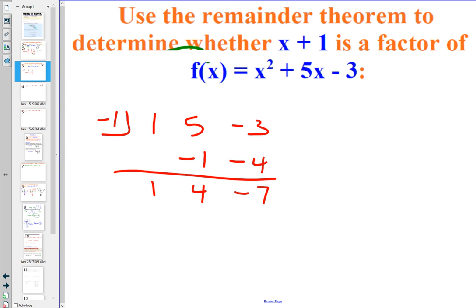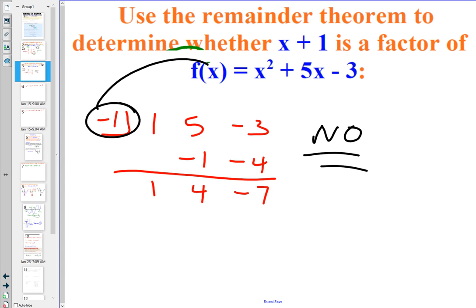Now look, to answer their question, is x plus 1 a factor? No, it's not. That has to do more with what we've learned before. But on a completely unrelated thing, oh, by the way, there's another use for this. What would happen if I plug a negative 1 into here? I would get negative 7. You want to take a second to try to do that and see what you get? Or you're going to take my word for it?